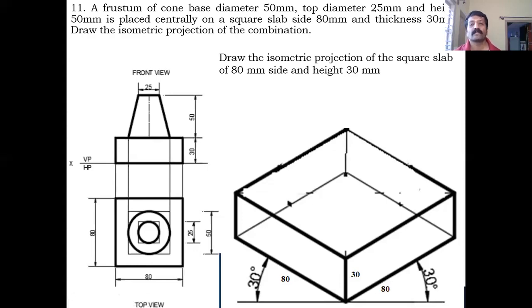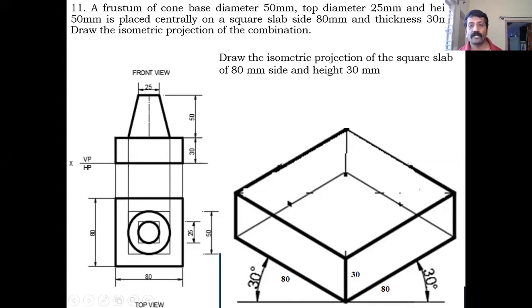How to complete the isometric projection of the square slab? What is the height of the square slab? 30 millimeter. You take isometric 30 millimeter. You draw a vertical projector line from all the 4 points and cut isometric 30. Wherever it cuts, the 4 points will get joined. Join all the 4 points. So your isometric projection of this square slab of 80 millimeter base and thickness 30 millimeter is ready. Above this, exactly at the center, I need to place this frustum of a cone.